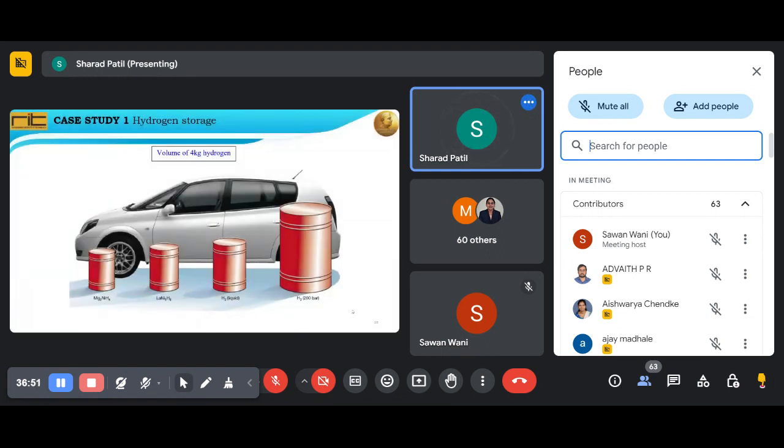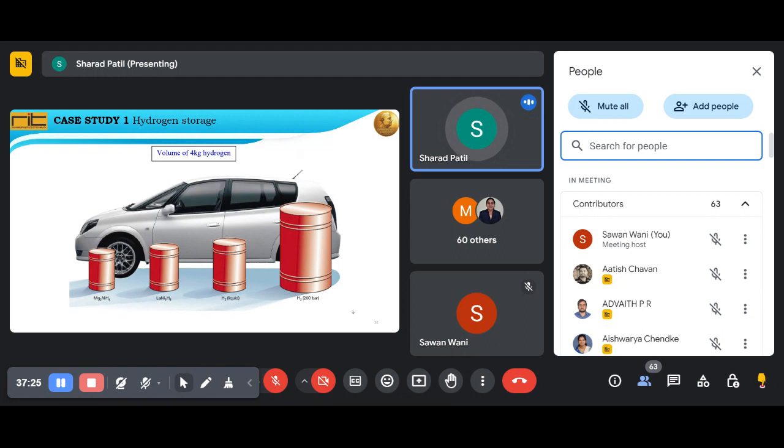Okay. Now case study one is there, and it is about hydrogen storage. Nowadays, everyone knows that the conventional vehicles are going to be replaced with electric vehicles, as well as the green technology or green hydrogen concept is coming, and there is a possibility that in the coming few years the engine may be fueled with hydrogen. And one of the major issues right now with hydrogen is the storage of the hydrogen.